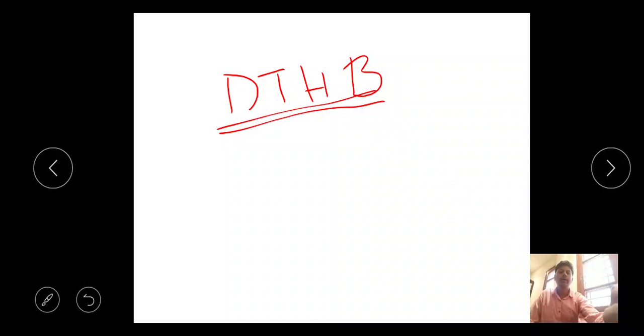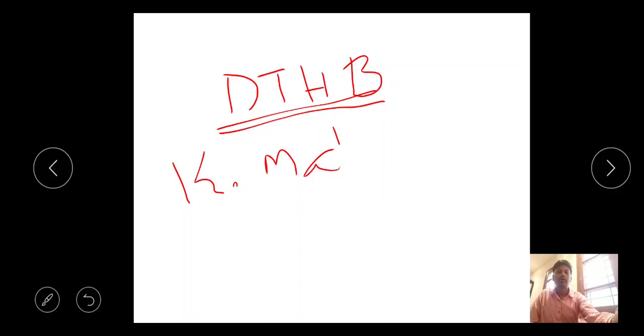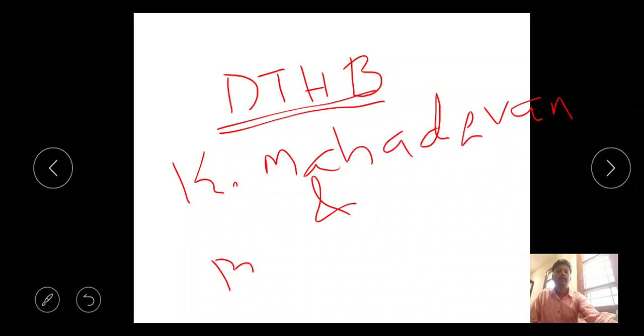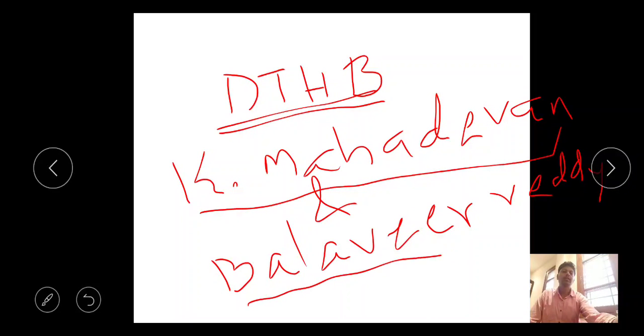Coming to the subject, that is the data handbook. So which data handbook are we using? See, you just note down this: the author K. Mahadevan and Balveer Reddy. So we are using this data handbook in your subject, by K Mahadevan and Balveer Reddy.